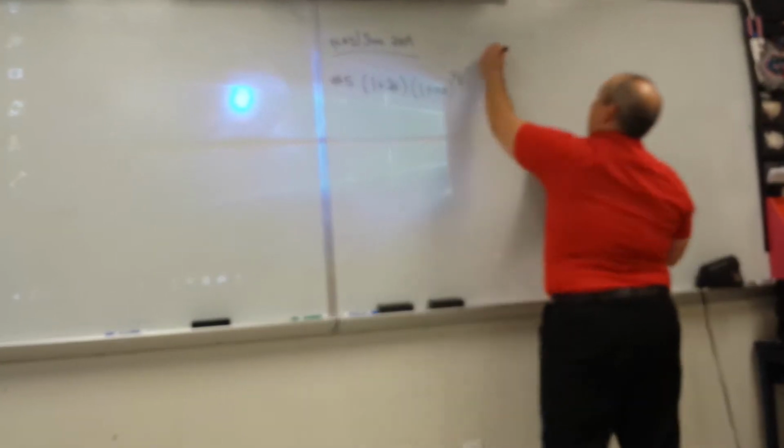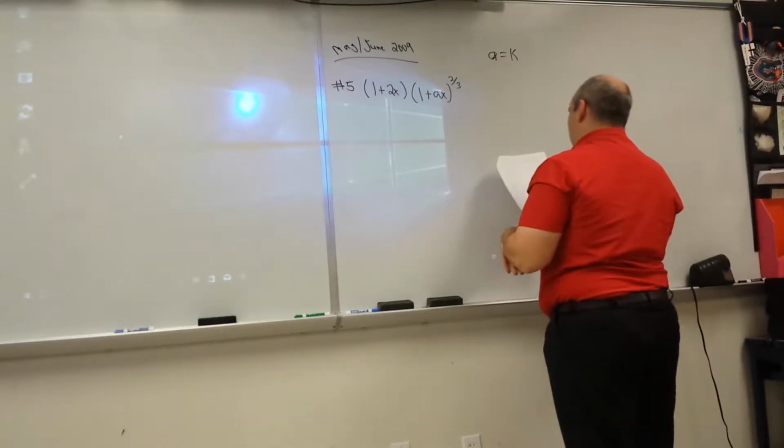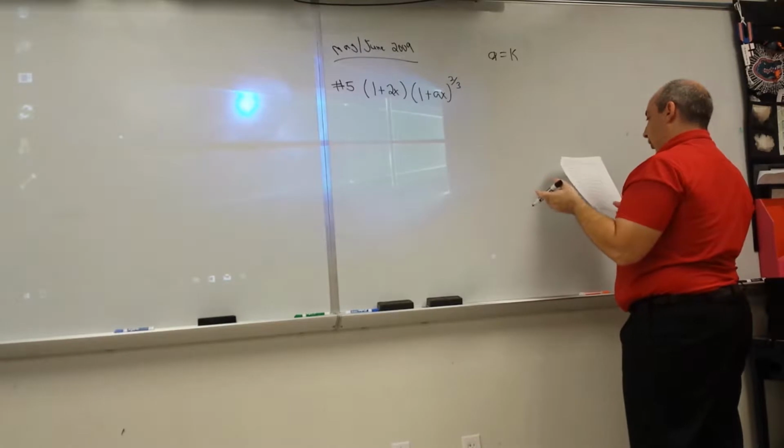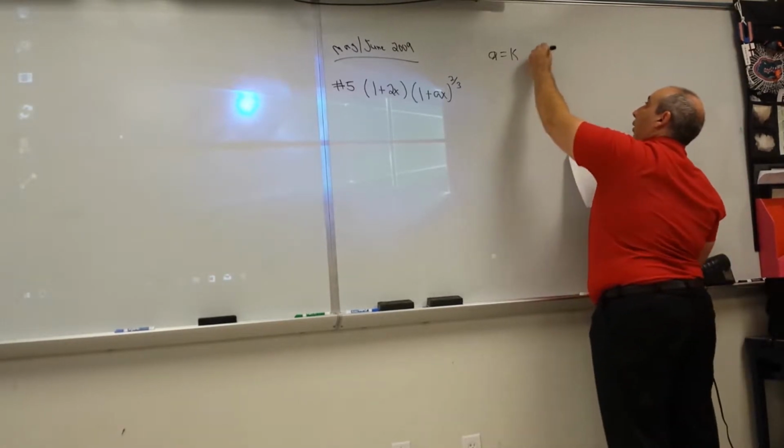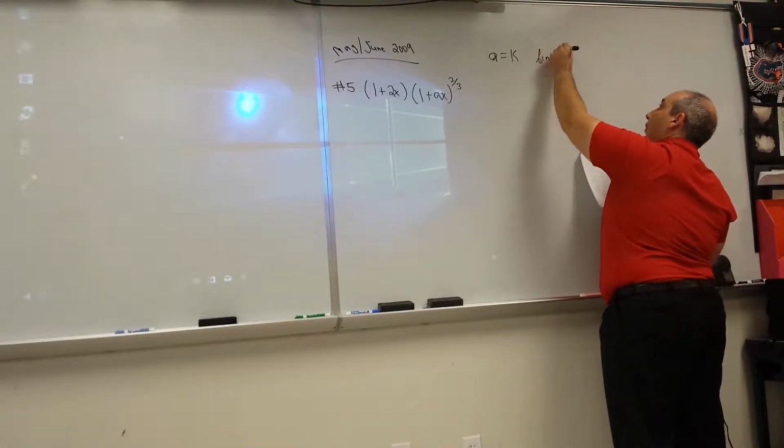It says where a is a constant, right? That just means a constant. And this is expanded into powers of x coefficient. Find the value of a. So find a. Let's see if I remember how to do this.